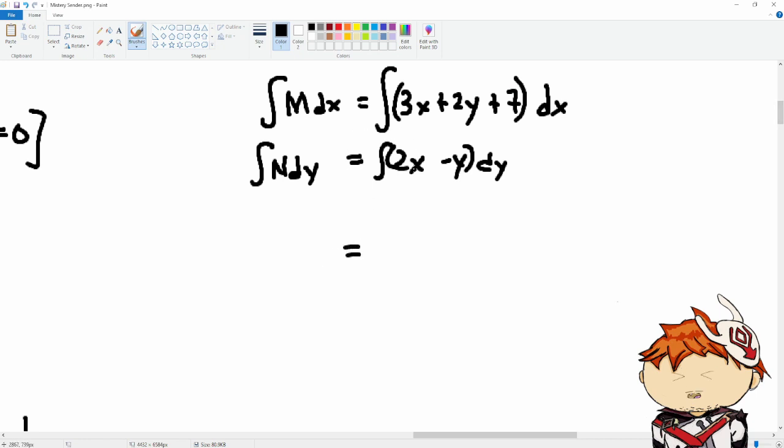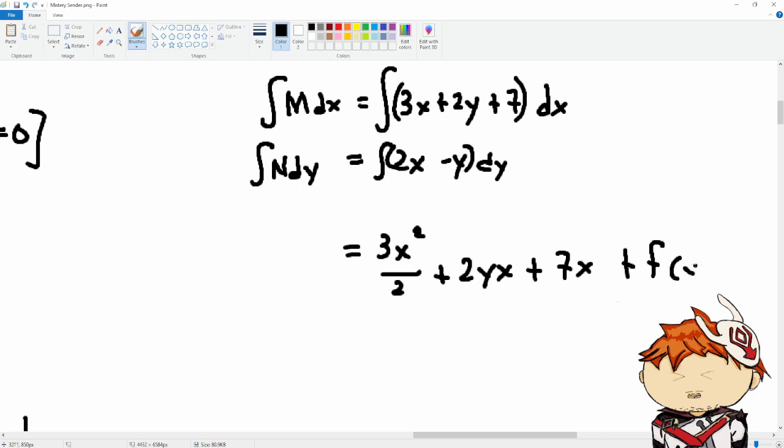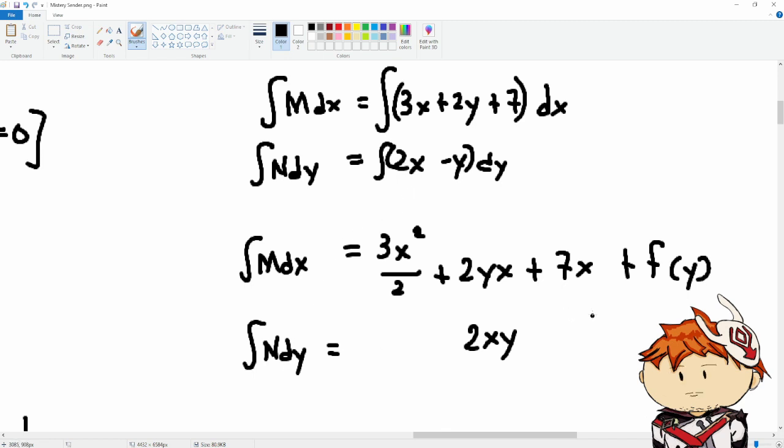Okay, so the integral of 3x is 3x squared over 2. The integral of 2y is 2yx because y is constant and we just simply add x, right? Plus 7x, okay? Plus f of y. So this is the integral of m dx. For n dy, basically this will become 2xy because 2x is constant and we're integrating with terms of y. Minus y squared plus g of x.